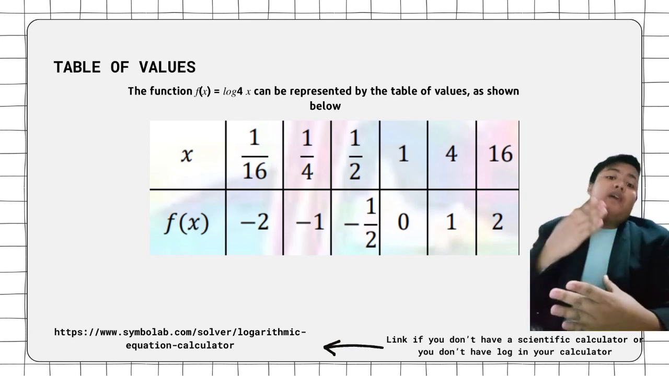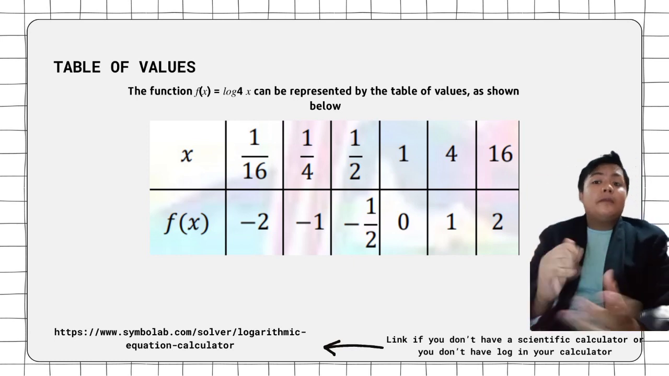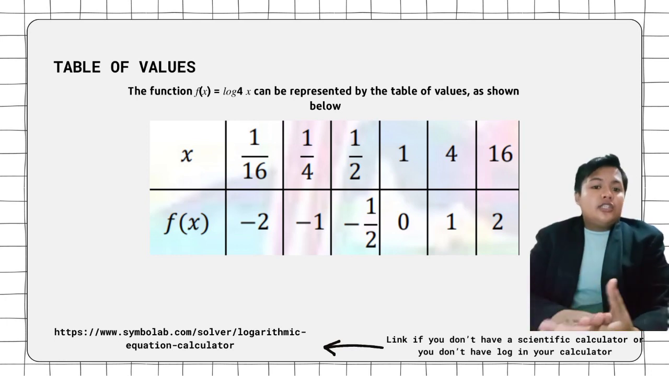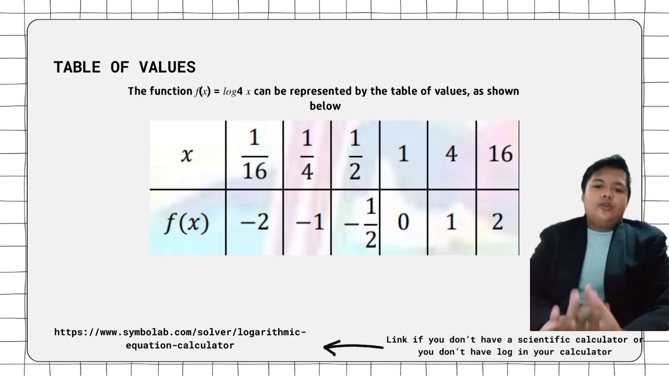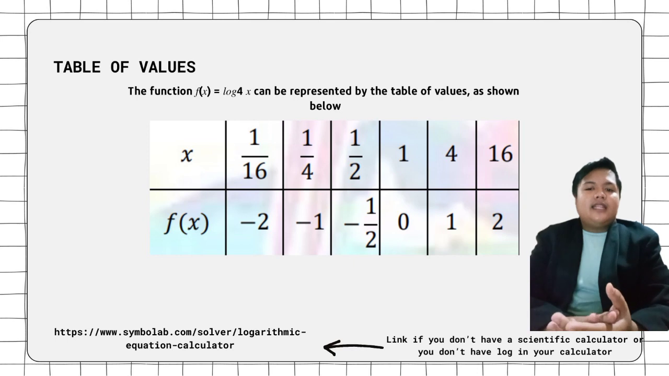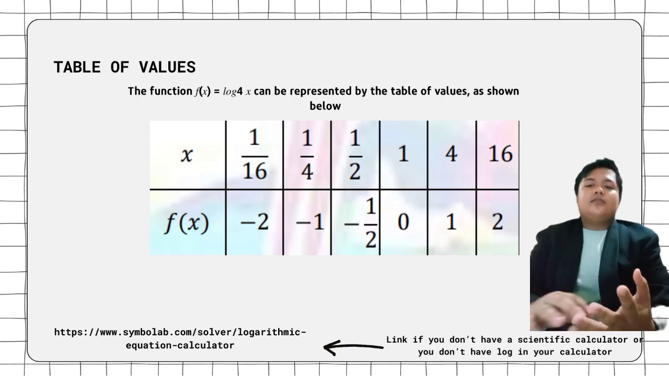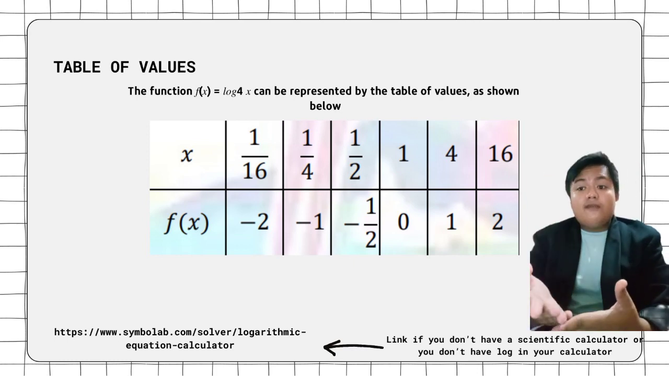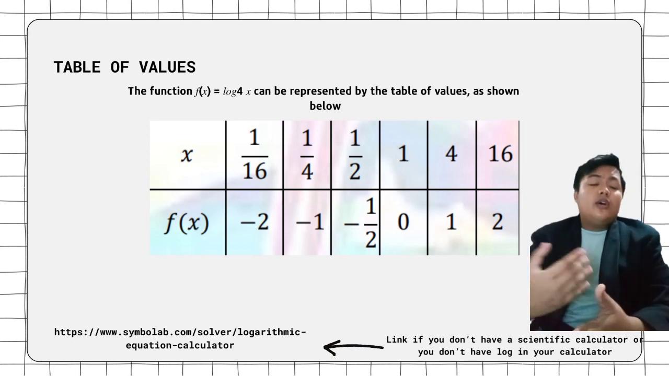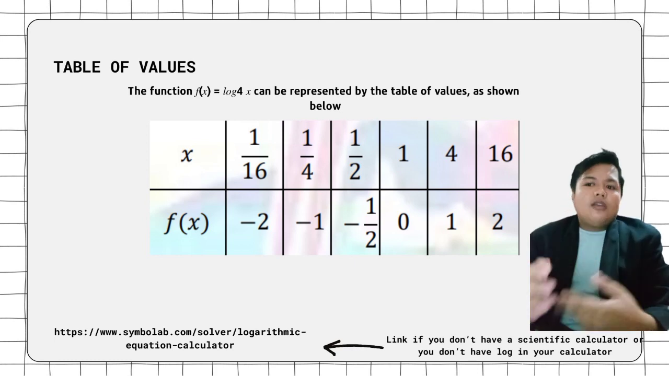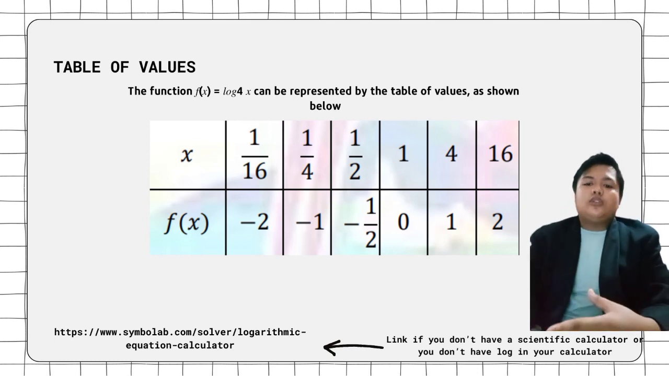So, the function f of x is equal to log x base 4 can be represented by the table of values as shown below. So, x is given na. So, f of x yung hinanap natin kanina. So, 1/16 is equal to negative 2, 1/4 is equal to negative 1, 1/2 is equal to negative 1/2, 1 is equal to 0, 4 is equal to 1, and 16 is equal to 2.